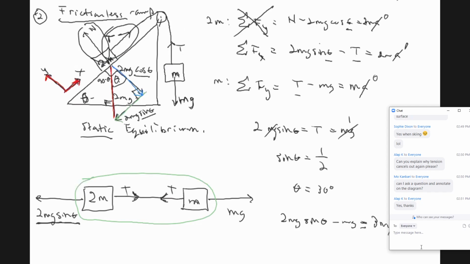So then you get rid of all your m's, and then you can bring the g over to the other side, divide by 2g, then you're going to get sine theta is equal to 1/2. In that case, it's when it's 30 degrees.